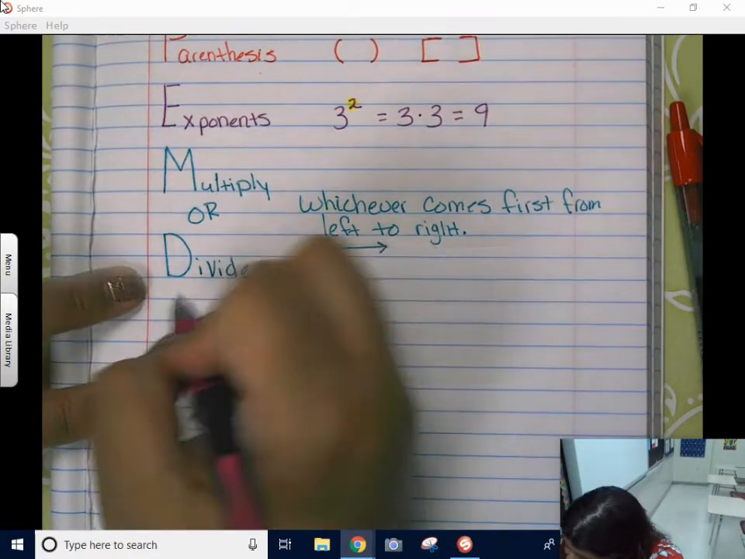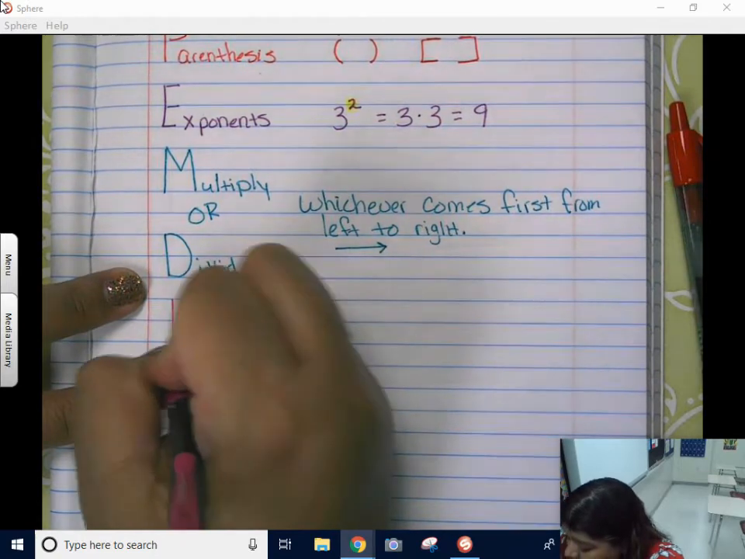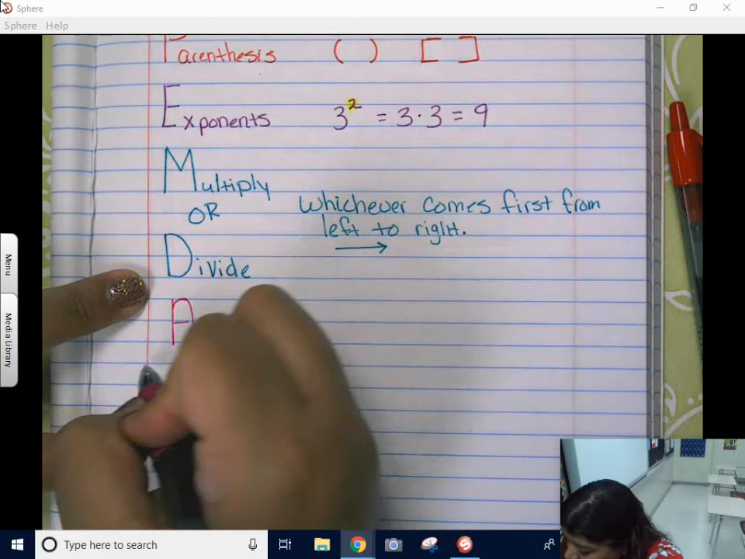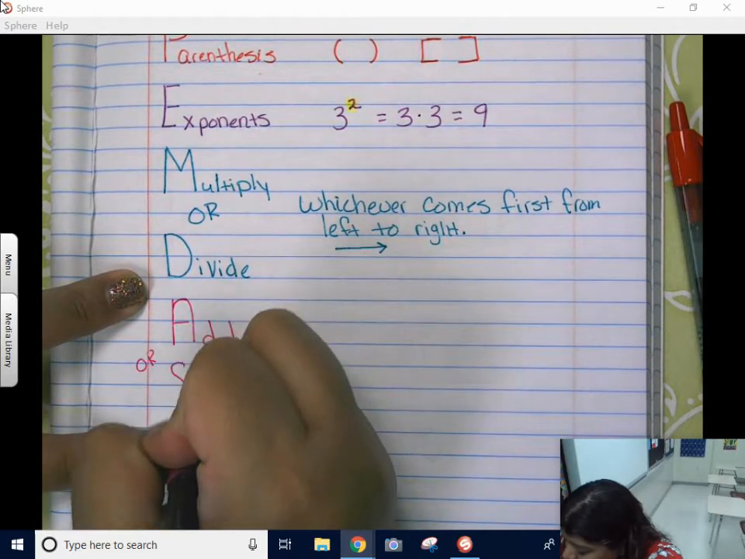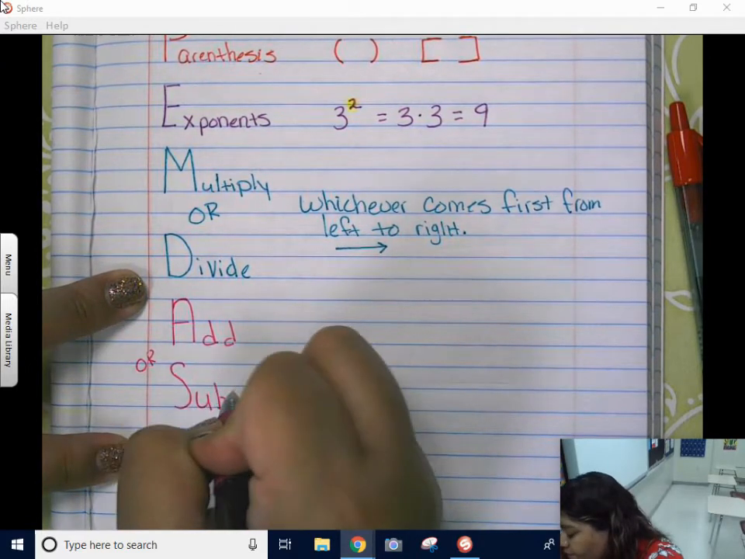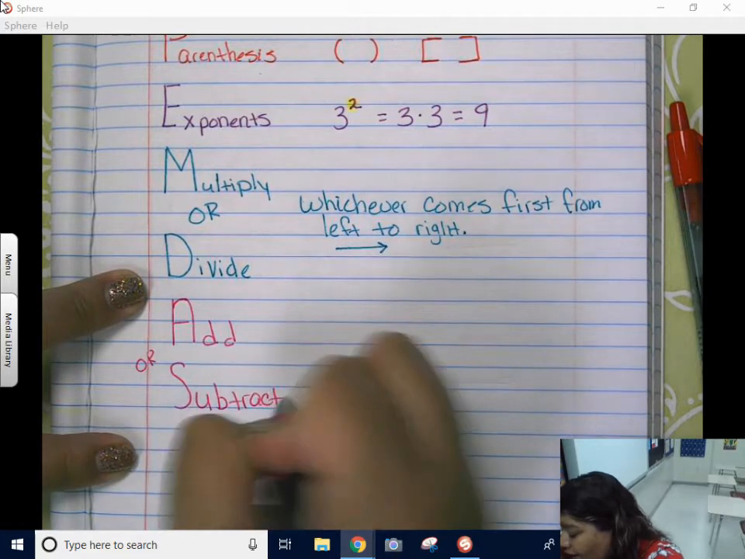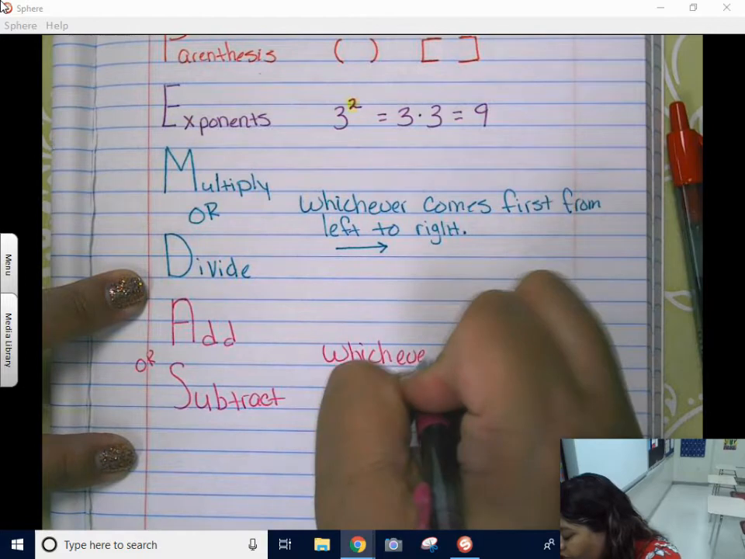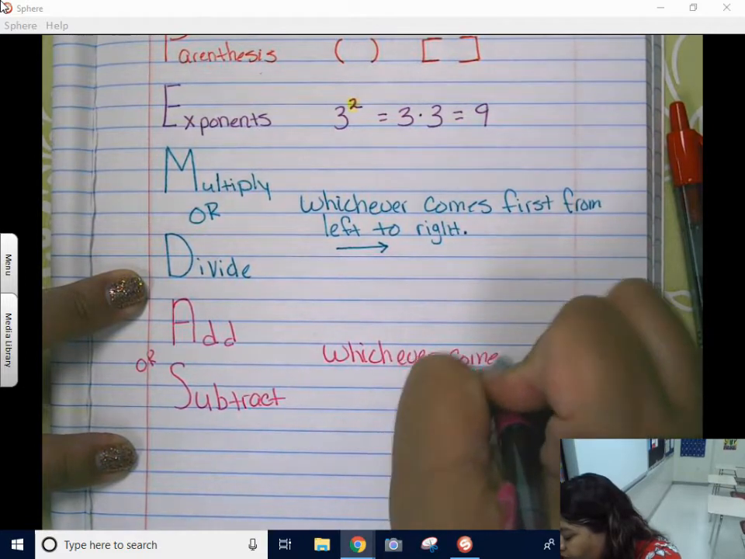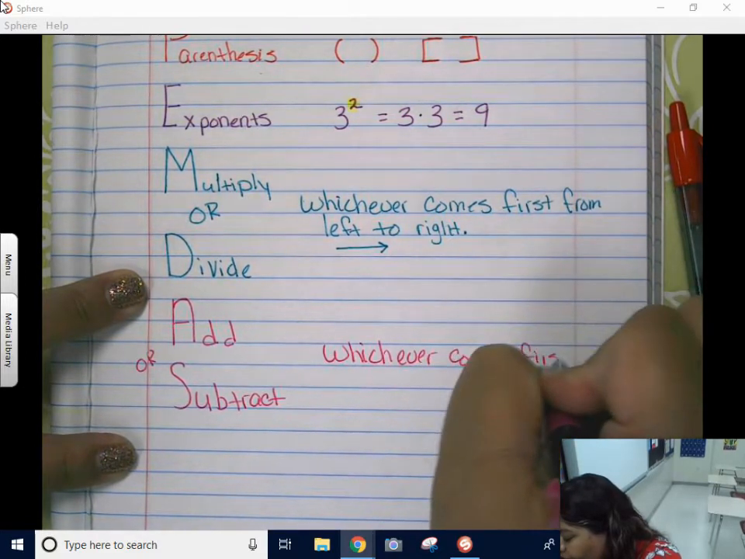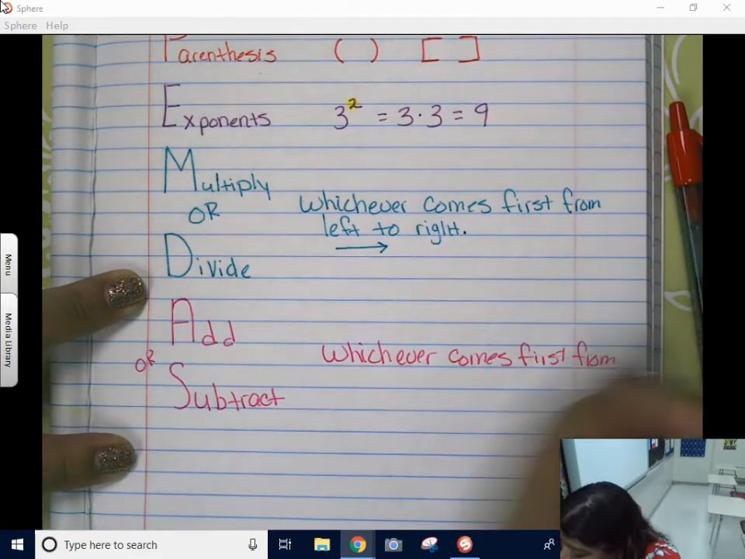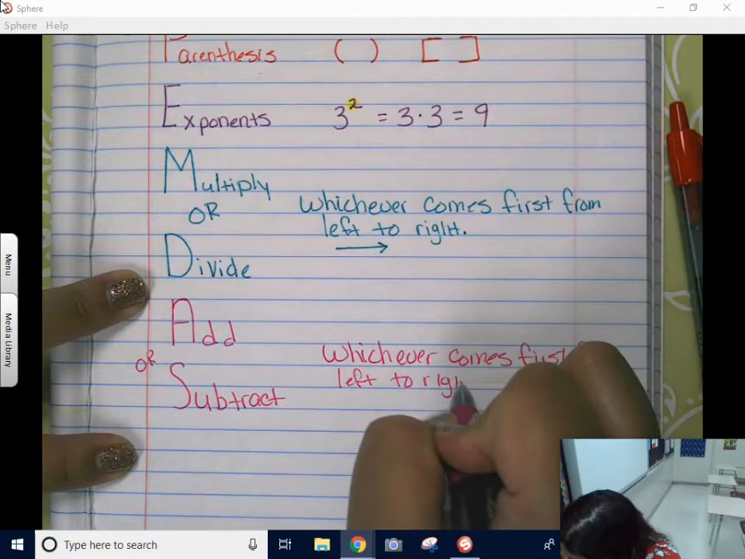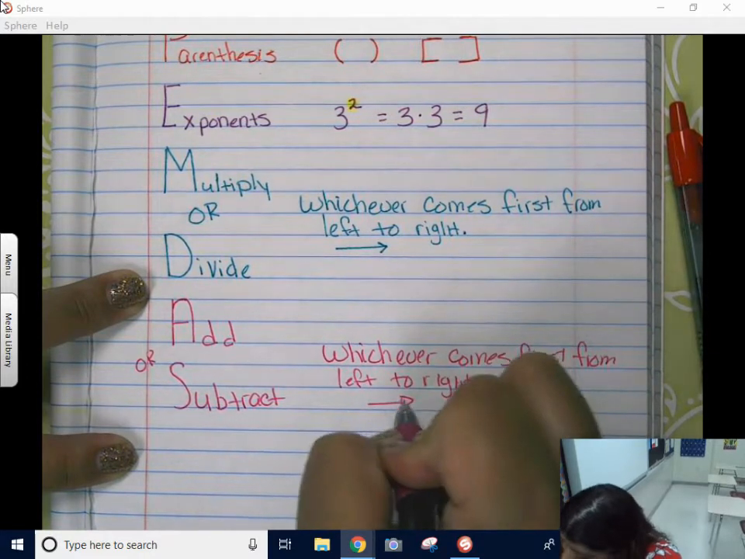Okay, so the last two is going to be, you're either going to add, as the letter A, or subtract. And again, it's going to be whichever comes first from left to right. And it goes that way.